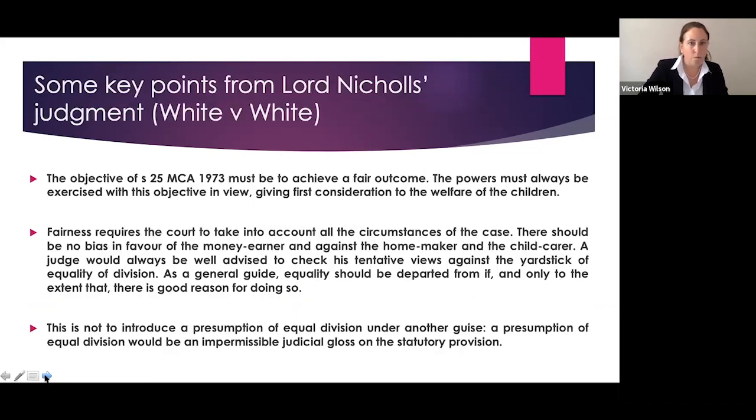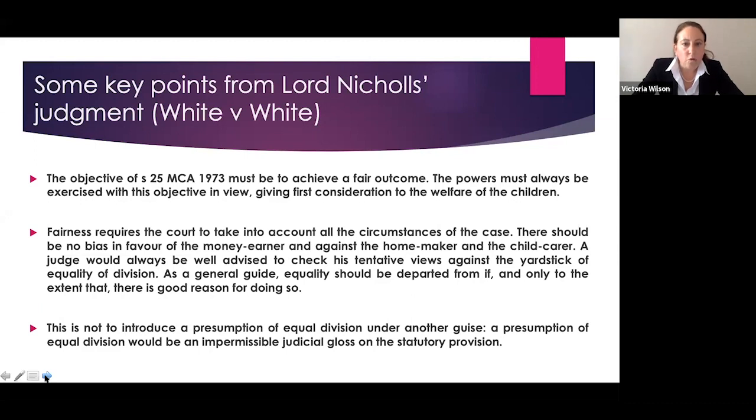If we move on, we're next looking at Lord Nichols's judgment. He gave the leading judgment in White and White. It's quite a detailed judgment, so I'm going to pick out some of the most important aspects of it over the next couple of slides. He reminds us that the objective of Section 25 of the Matrimonial Causes Act must be to achieve a fair outcome. And he reminds us that first consideration must be given to the welfare of the children.